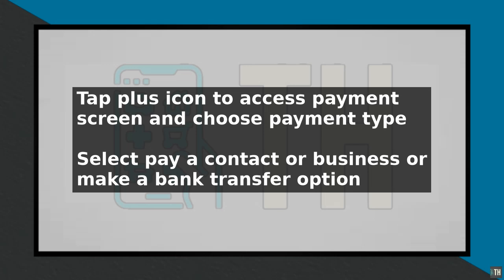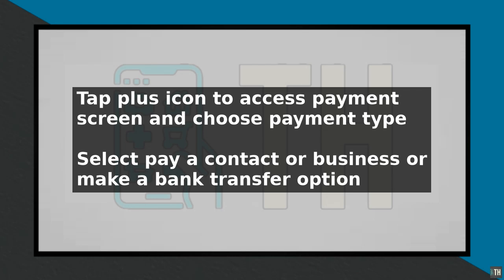If you want to pay a contact, select the Pay a Contact option and choose the contact you want to pay from your phone book or enter their details manually. Enter the amount you want to pay and add a description if you want to. Then tap the Pay button to send the payment.